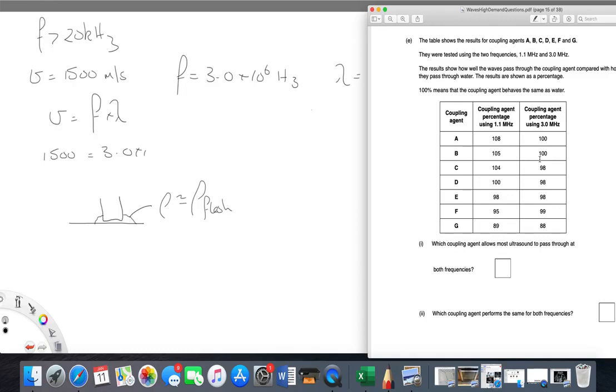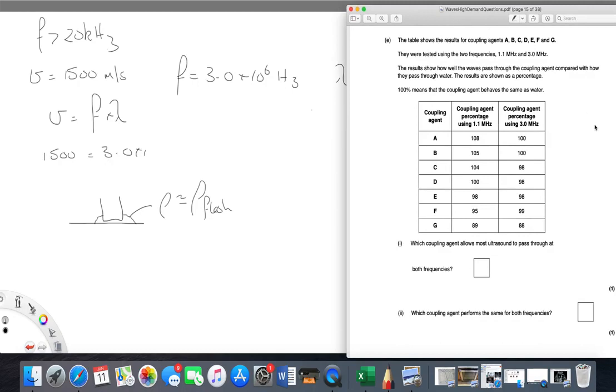So, the table shows the results for coupling agents A to G. There were two frequencies tested, 1.1 and 3 megahertz. And the results show how well the waves pass through the coupling agent compared to how they pass through water. 100% means that they were the same as water. So you can see that A went through with 1.1 megahertz. A was better than water, but it was the same as water with the 3 megahertz, and so on.